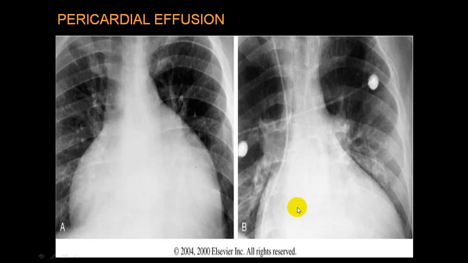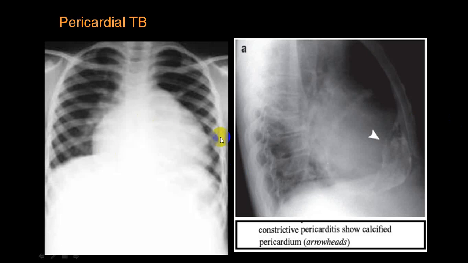Again, water bottle appearance, cardiomegaly, pericardial effusion. But when you see this lateral view, there is a calcification in this pericardium. Whenever you see a calcification in pericardium, always suspect, in India, tuberculosis. So this will be a healed tubercular pericardial effusion, because calcification is a late stage, not in an early stage.